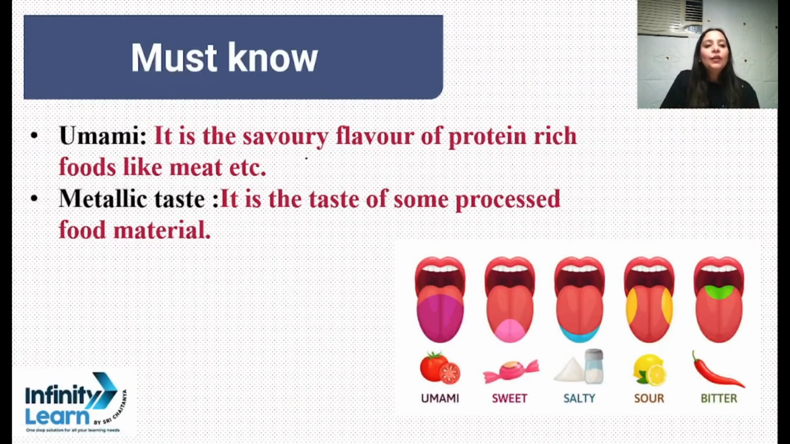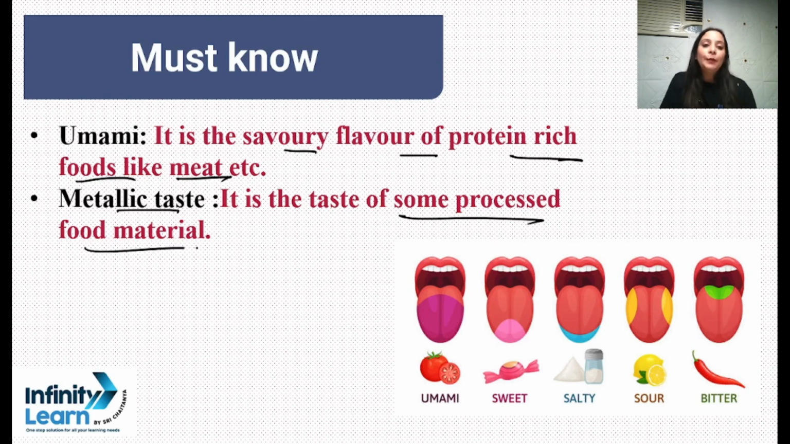Okay, you must know that if somebody asks you about umami taste, how it tastes like. So it is a savory flavor of protein-rich foods like meat, etc. And metallic taste is a taste of some processed food material. Right? So you should know about all these 6 tastes. They are important.